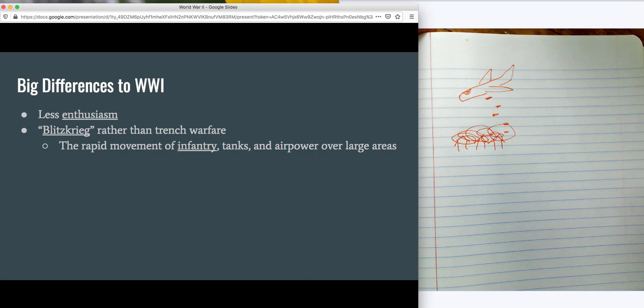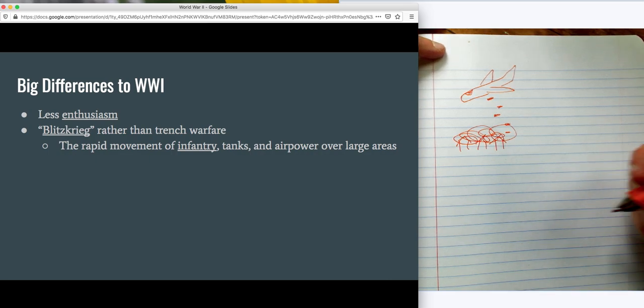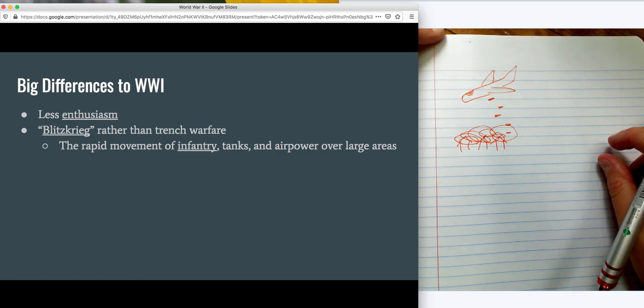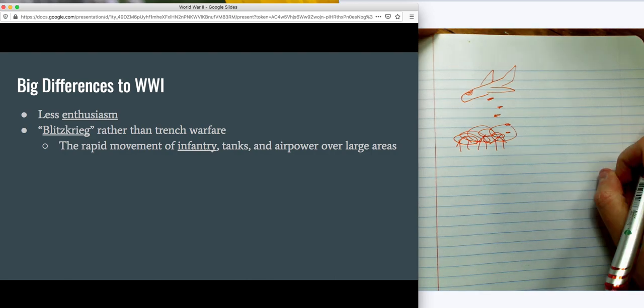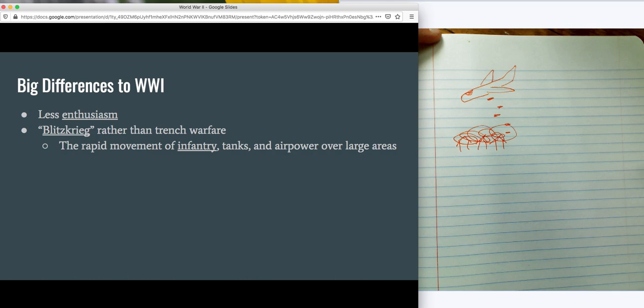Also, we now have a very rapid movement of infantry, tanks, and air power over large areas. And most of this is just because everything is better. The tanks in World War I were rudimentary and could only go about 5 miles an hour and couldn't go over a big rock. And the kinds of tanks you get in World War II are much more advanced. They just are. And so it's a lot easier to move things over big areas more quickly.